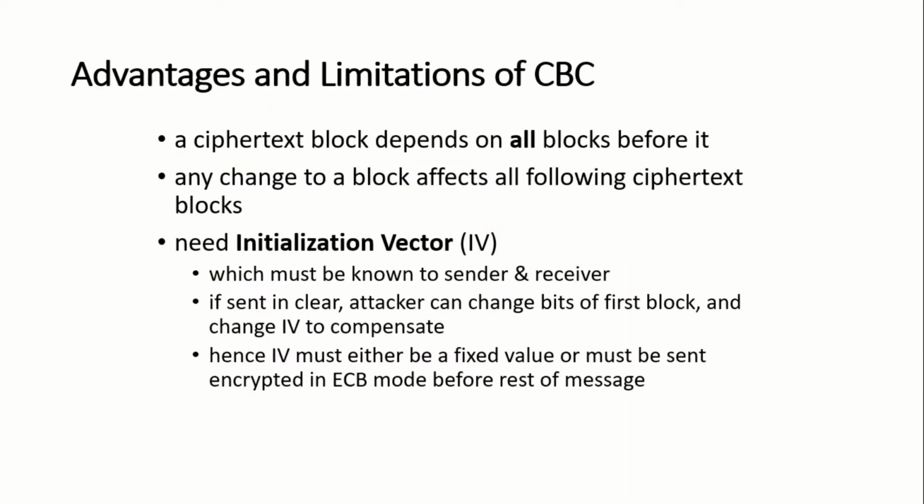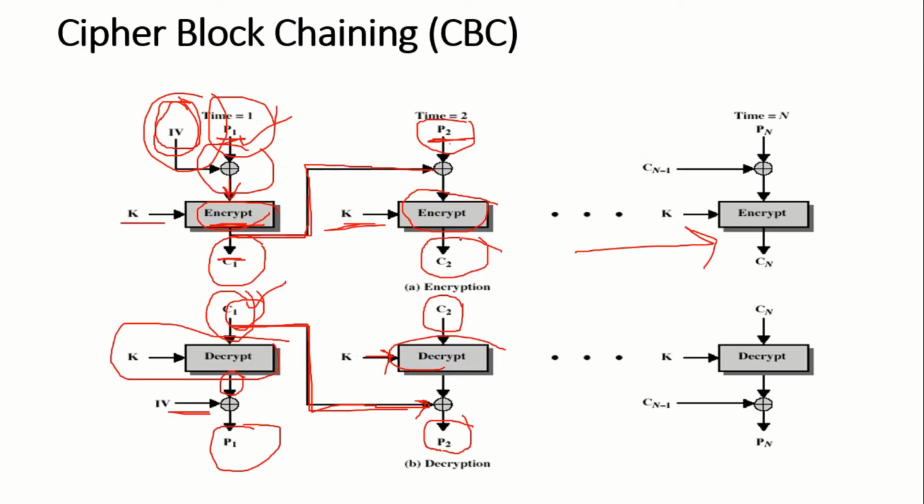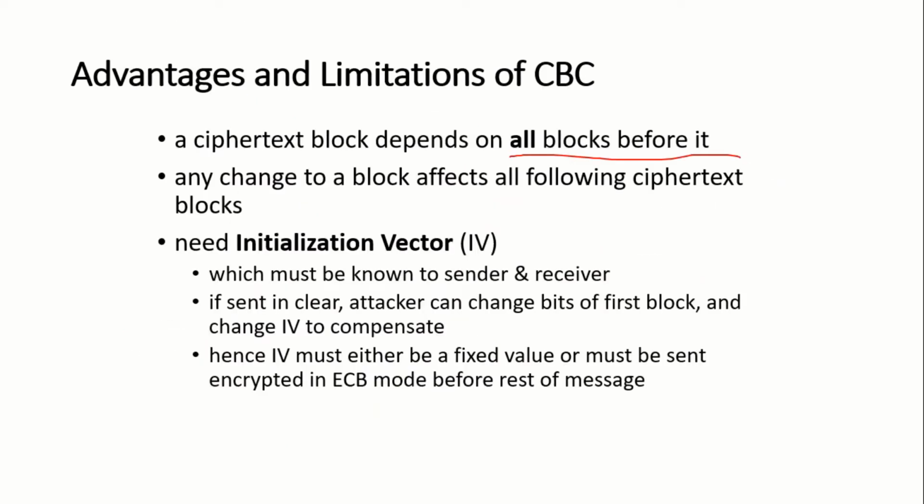Fine. Now these are the advantages and limitations of CBC. Ciphertext block depends on all blocks before it, because we are connecting all of the cipher blocks. So here this C2 will depend on C1, C3 will depend on C2 and C1, and so on. So they are depending on each other. Now any change to a block affects all the following ciphertext blocks. So that is again because of this dependency. If any change happens, that will be affecting the following cipher blocks.